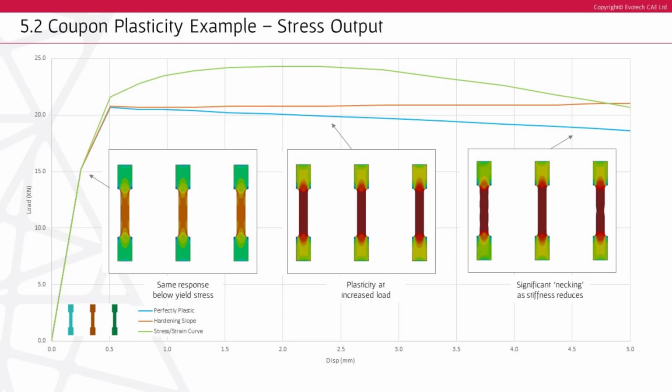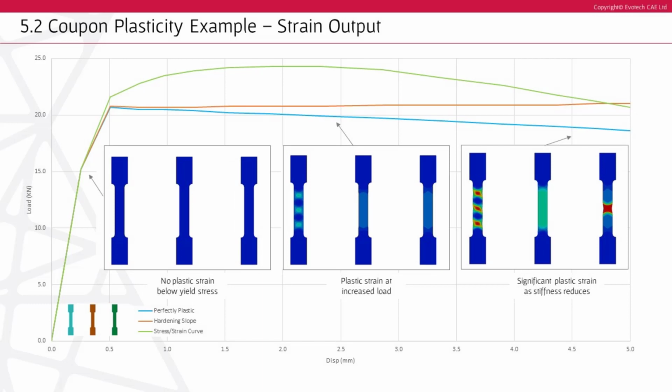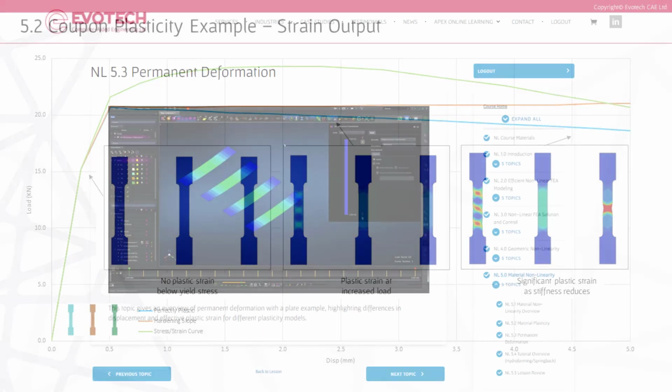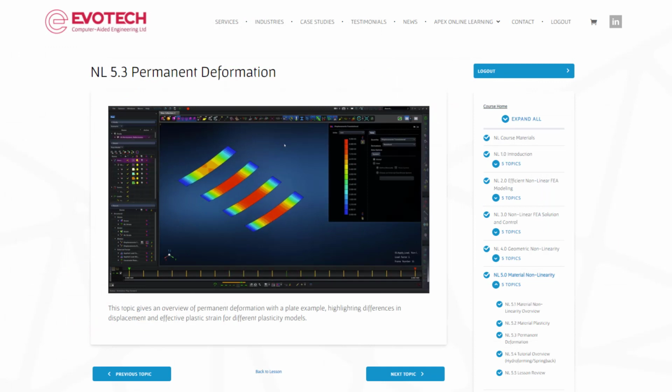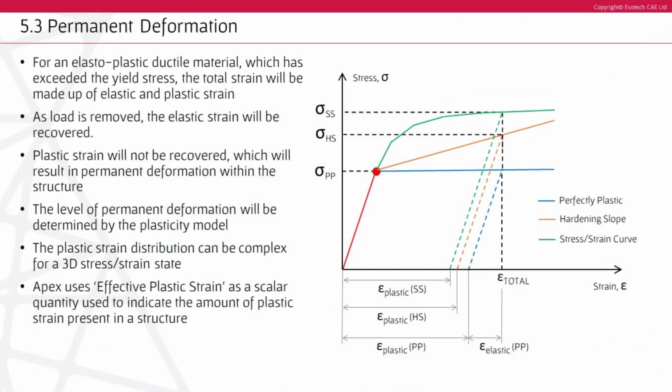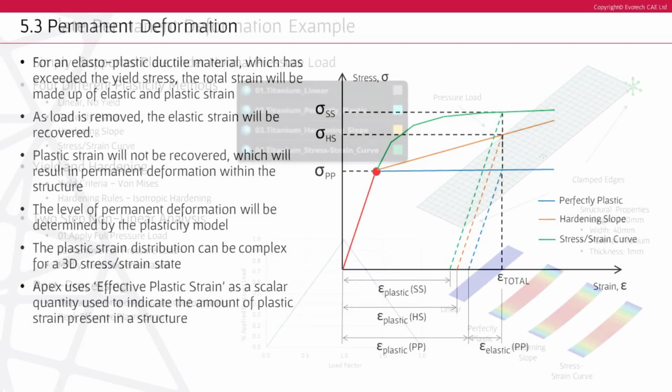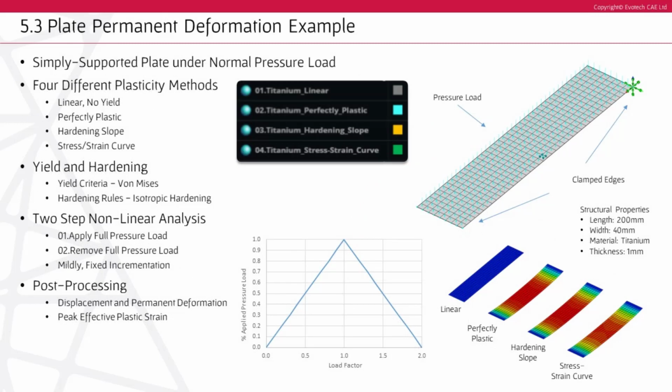Material plasticity is a non-linear phenomenon that occurs after the material yield point. The plastic stiffness of a material will depend on how the stress-strain curve has been defined. Once a material has entered the plastic region, any load removal will leave permanent deformation in a structure. We'll show a number of examples of how different plasticity methods lead to different levels of permanent deformation.